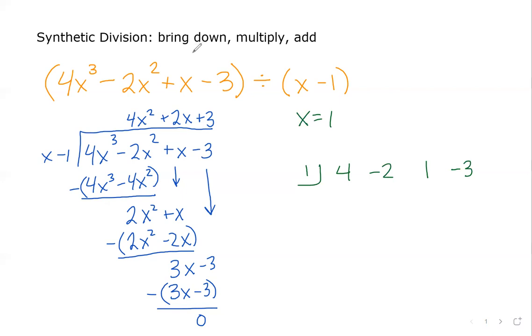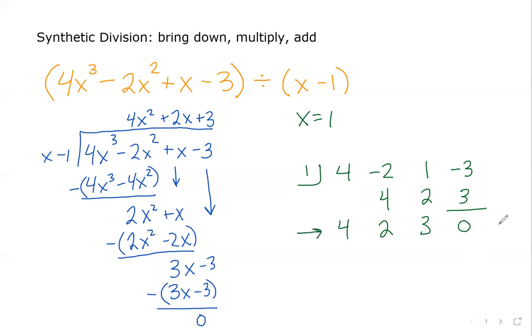And you can see the title that I put up here: bring down, multiply, add. So here's what we're going to do. We're going to bring down the first number. We're going to multiply that by whatever's in here. And we're going to add vertically. And now we're just going to repeat this process. Multiply, add. Multiply, add. What we get here, that this last line actually represents our answer.